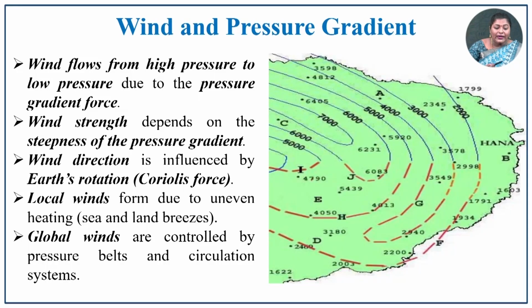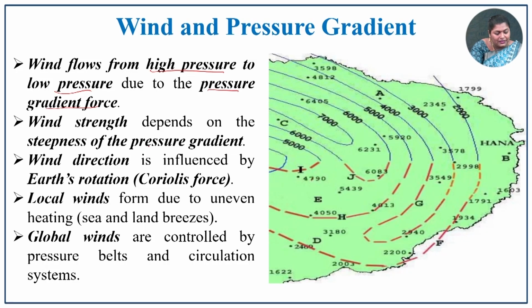So, based on the isobar spacing, that is intervals, the meteorologist will be analyzing what kind of situation is prevailing in that particular region. So, this isobar interval is most important in reading the weather pattern. Wind and pressure gradients, that is wind flows from high pressure towards the low pressure due to pressure gradient force.